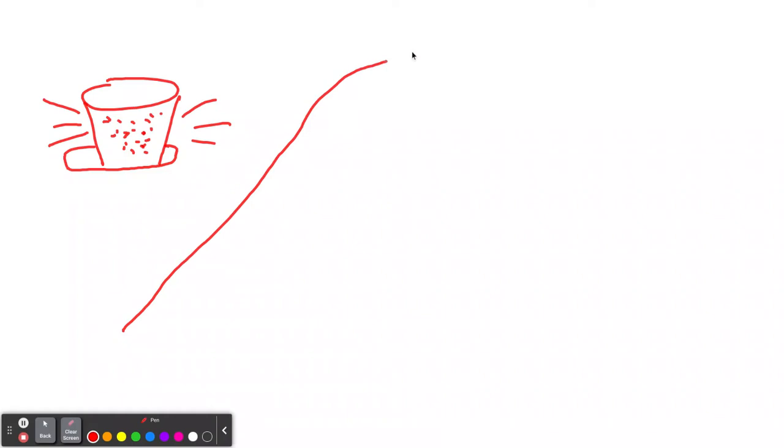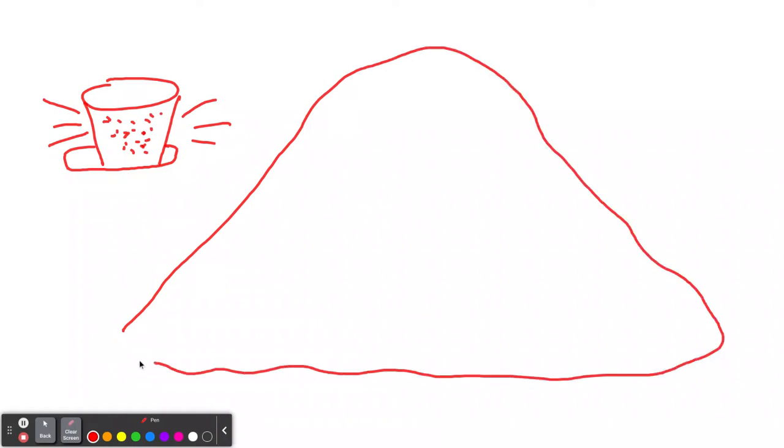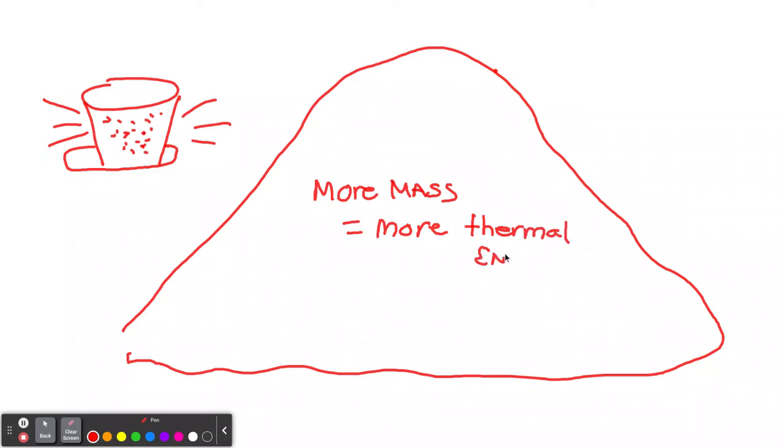Now, in a giant iceberg, compared to the cup of tea, you wouldn't even see the cup of tea. So in an iceberg, it's more massive. More mass equals more thermal energy. But even though there are more atoms, they're moving slower. So they're moving slower in an iceberg, and that way you don't feel the heat.